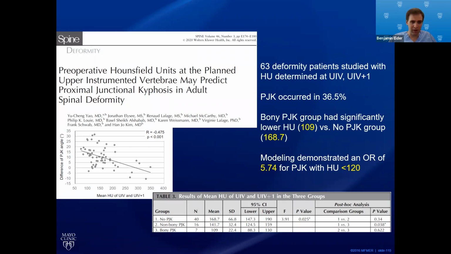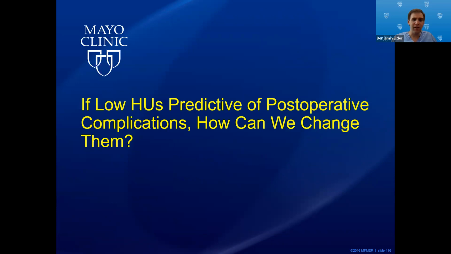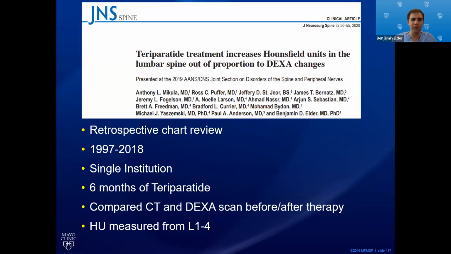This was another paper from Hanjo Kim looking at junctional issues based on Hounsfield units, and they found that those with PJK had significantly lower Hounsfield units, about 110 versus the no PJK group at 170. And based on their modeling, there's an odds ratio of almost 6 for PJK when the Hounsfield units are less than 120. So if these are predictive of postoperative complications, how can we modify the Hounsfield units?